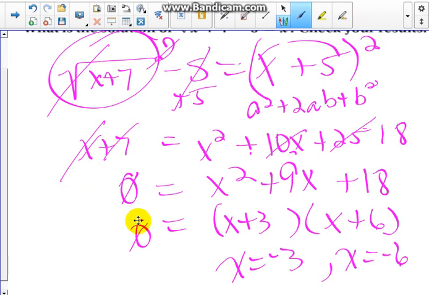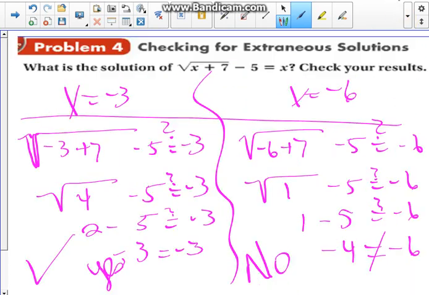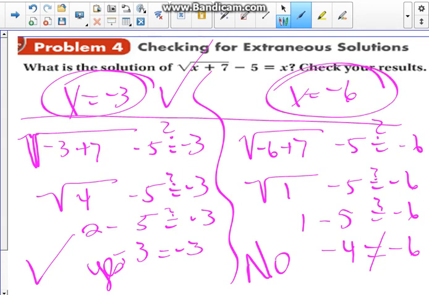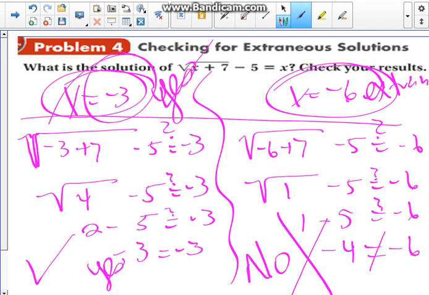So when you plug these back in to check, okay, I've written both of these down, and when you plug in -3 for x, it comes out true. So -3 is a solution, but when you plug in our -6 into the original equation and solve, you end up with -4 equals -6, which is not true. So this is an extraneous solution, and this is, yes, a solution. So our answer is -3.